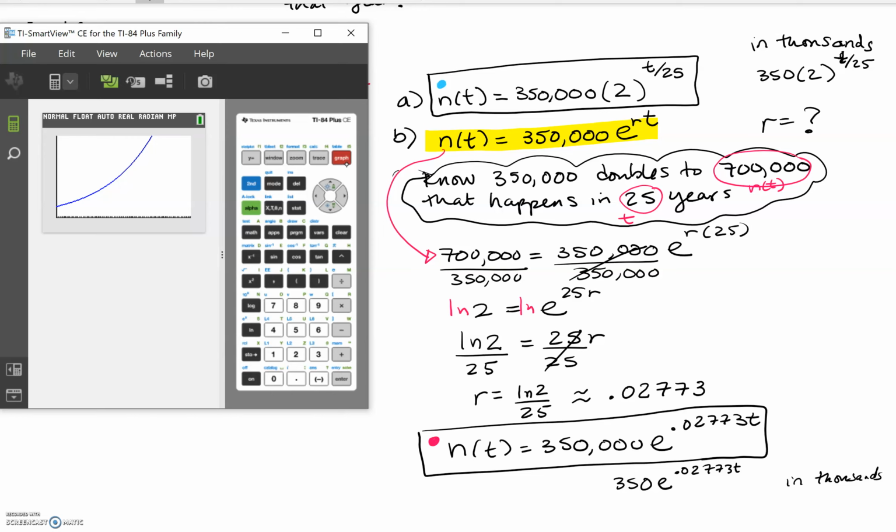But now if I go put the other one in terms of its relative growth, which is 350,000 e to the 0.02773x. Now I'm putting in terms of its relative growth. Watch what happens. If I push graph, it's exactly the same thing. The red one lies exactly on top of the blue one. So even though my models look different, both of them describe the same population.